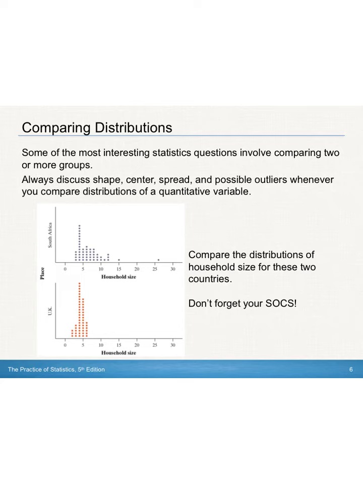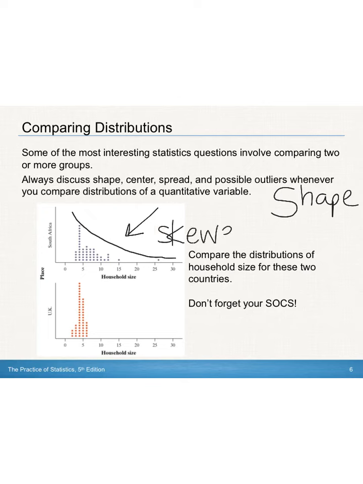When we compare distributions, we want to pay attention to the shape. In this case, this first one is not symmetrical. This first one is skewed to the right, because this one household with the 27 household members pulls the data over to the right. This one is fairly symmetrical.